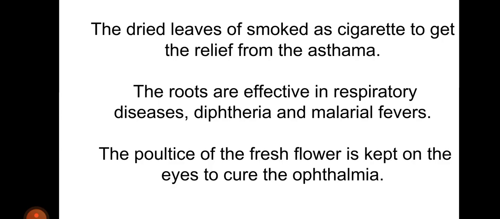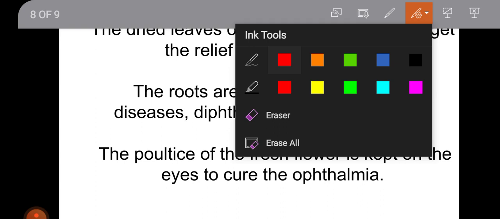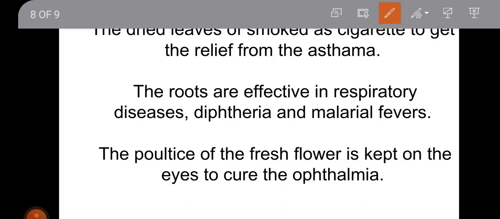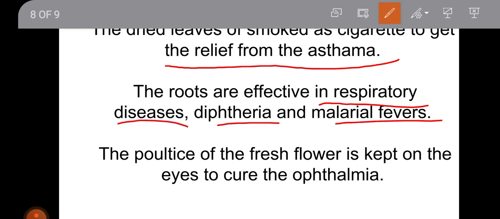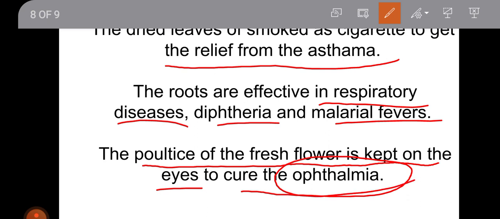The dried leaves are smoked as a cigarette to get relief from asthma. For your kind information, they prepare a bidi of the leaves of the Adulsa plant and give it to the person suffering from asthma to smoke. The roots are effective in respiratory diseases, diphtheria and malarial fevers. The poultice of a fresh flower is kept on the eyes to cure ophthalmia, in case of some diseases of the eyes.